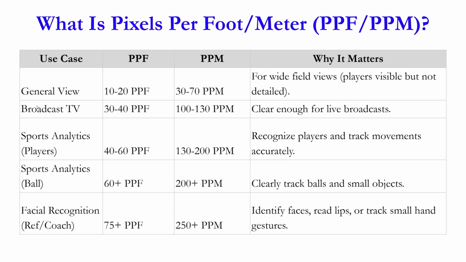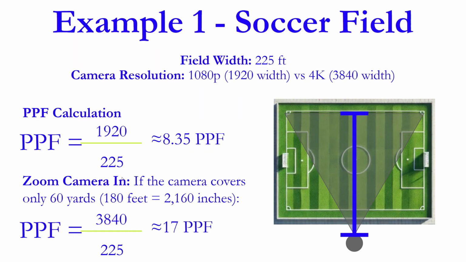But for sports analytics, if we really want to look at the players in detail and zoom in on them, we need something higher, like 40 to 60. And if we're looking at a sport with really fast ball movement, we might even want to do more than 60 pixels per foot. And I'll give you this example here. If you're fully zoomed out, when you're looking at a tactical view, and you want to cover a field width, this is a standard soccer field at 225 feet. Here's 2 examples here. One is 1920, which is the width of a 1080p video camera, and the other is 3840. That's the width of a 4K camera.